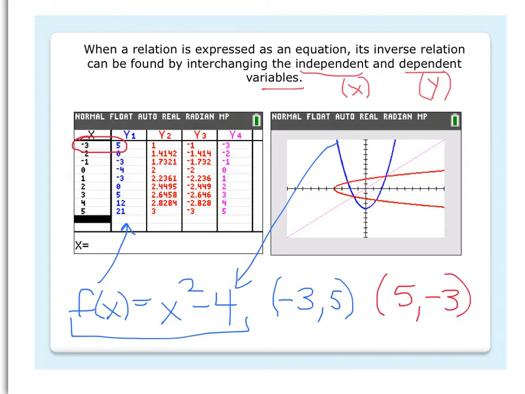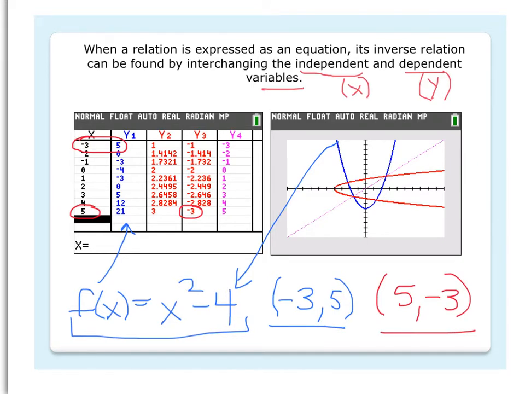If the blue graph and the red graph are inverses of each other, then any point that is on the blue graph should have its x and y coordinates switched, and that would be a point on the inverse, which is in red. Now, if you look down here at 5, negative 3, that is an ordered pair on the red graph. Therefore, we know that the blue graph and the red graph are inverses of one another.